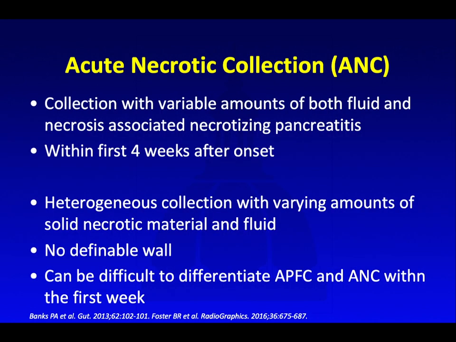And just to show you some examples of acute necrotic collection, these are collections with variable amounts of both fluid and necrosis associated with necrotizing pancreatitis, and they occur within the first 4 weeks of onset. On CT, we see them as heterogeneous collections with varying amounts of solid necrotic material and fluid. Because it's so early on, we do not expect to see a definable wall, and it can be very difficult to differentiate between an acute peripancreatic fluid collection and an acute necrotic collection within the first week.